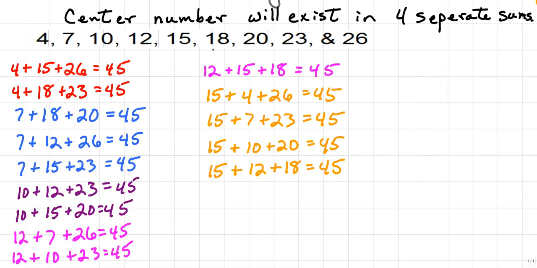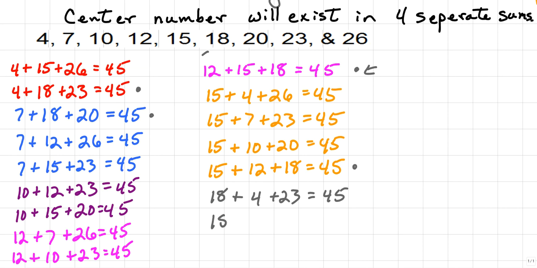All right, the next number is 18. And let's see, do we have any sums with 18? 1, 2, 3, and if we notice, this is the exact same one as this one, so I can't recount that one. So that means that we have 18 plus 4 plus 23 is equal to 45.